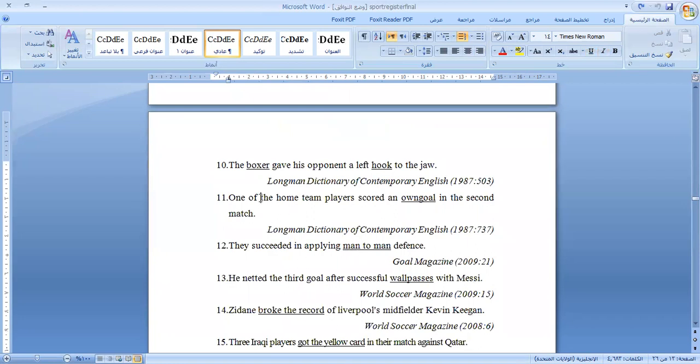The last sentence: one of the home team players scored an own goal in the second match. Own goal here means a personal goal, that is, a goal in his own team's net. So here we can explain or paraphrase own goal as a goal scored in his own team's goal.